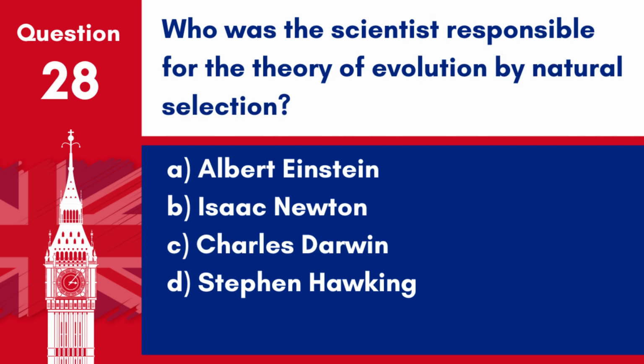Question 28. Who was the scientist responsible for the theory of evolution by natural selection? A. Albert Einstein. B. Isaac Newton. C. Charles Darwin. D. Stephen Hawking. Answer. C. Charles Darwin. Charles Darwin was the scientist responsible for formulating the theory of evolution by natural selection.